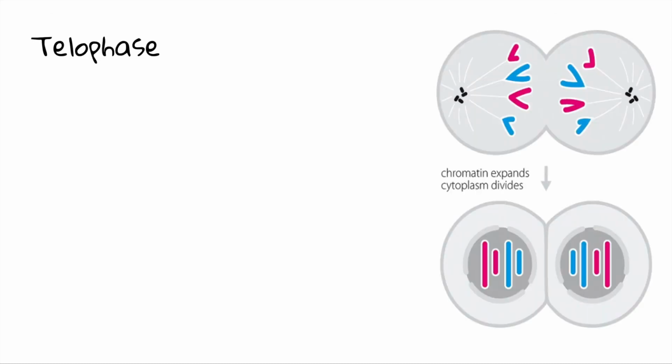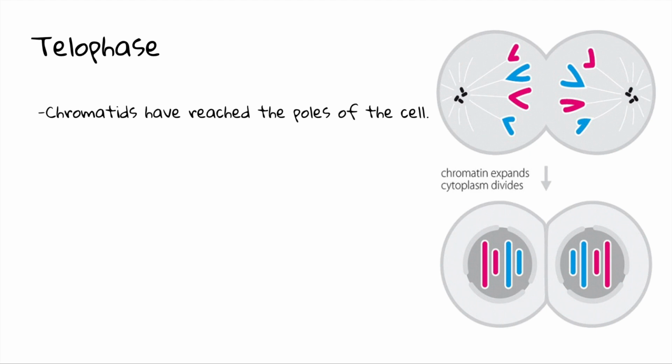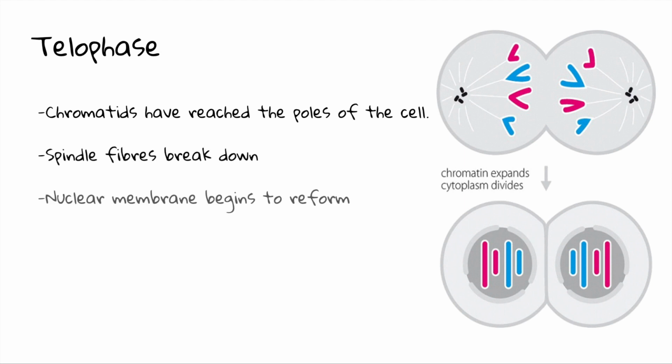Lastly, we have telophase. The chromatids have reached the poles and are now called chromosomes. The spindle fibers break down at each pole. The chromosomes are pulled into tight groups, and a nuclear membrane reforms around them. The chromosomes uncoil and the nucleolus is formed, and the centrioles are also reformed.